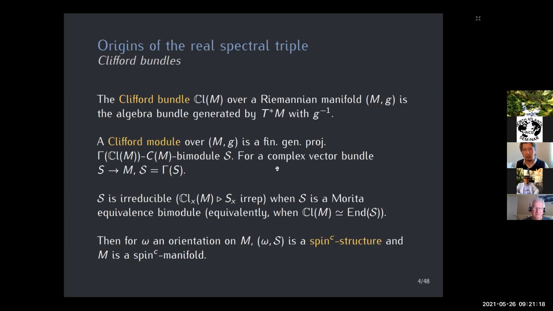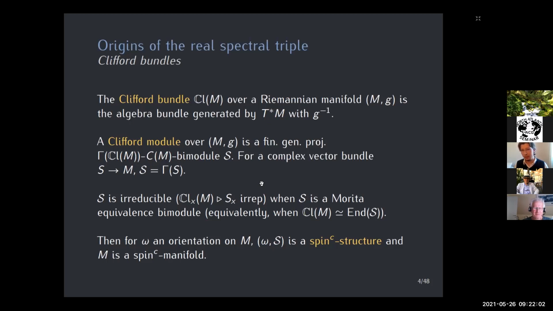So for a complex vector bundle S, the Clifford module will just be sections of this complex vector bundle. And I know I'm overusing the letter S here, but the choice is basically to stand for spinors. This complex vector bundle is going to be the spinor bundle. The case that we're most interested in is when the Clifford module is irreducible, and that happens precisely when our fancy S is a Morita equivalence bimodule. That is to say, it implements the Morita equivalence between the sections of the Clifford bundle and complex functions.